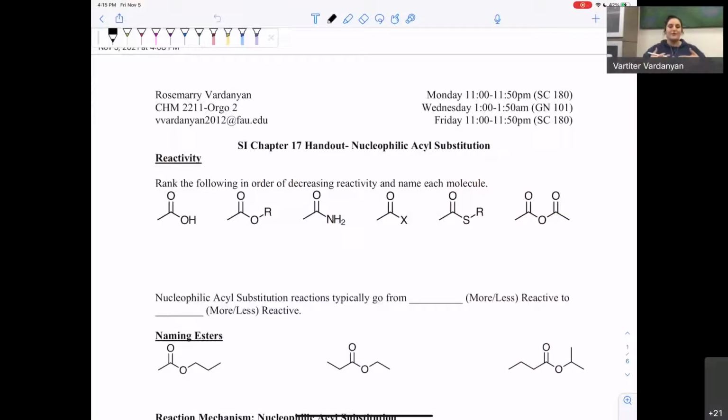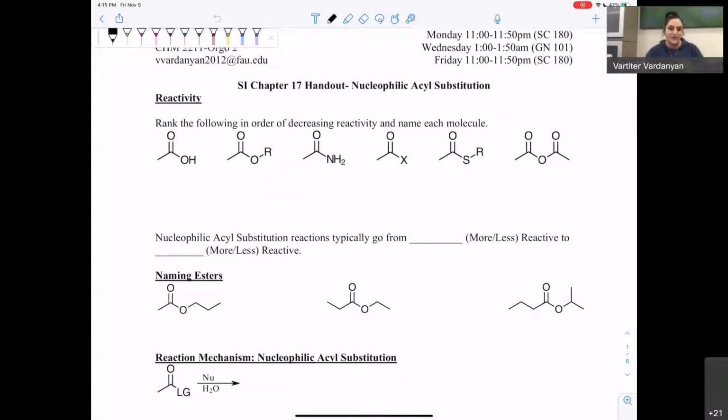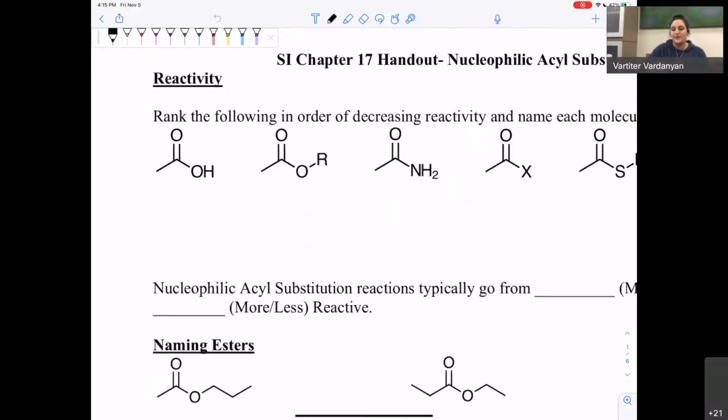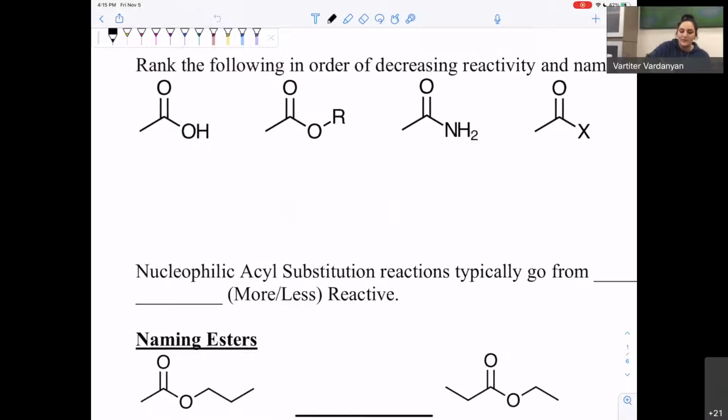Hello, everybody. We're gonna recenter ourselves, find our inner good student, and we're gonna get to chapter 17. So, super quickly, I want to go through, name these things, and tell you their order of reactivity, and then we'll get into the actual reaction stuff. So, first of all, let's talk about the ones we already should know at this point.